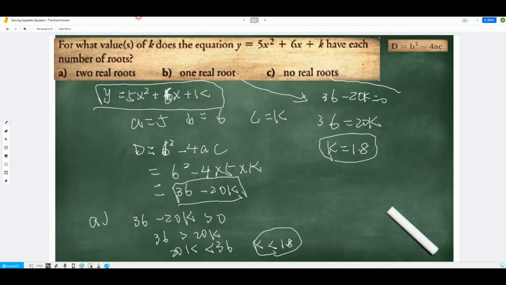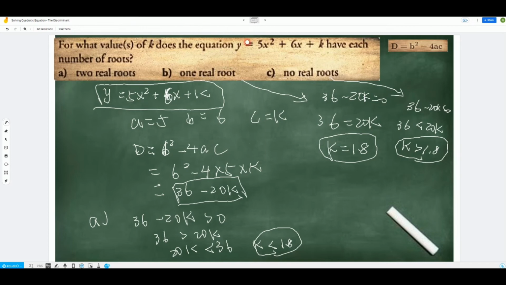So let's go to C, and same thing, 36 minus 20k less than 0, right? If less than 0, 36, move 20k to this side, it should be 36 less than 20k, right? And both sides divide by 20, so k should be greater than 1.8. So if k is greater than 1.8, no real roots. So the discriminant expression D is very important for solving this problem.